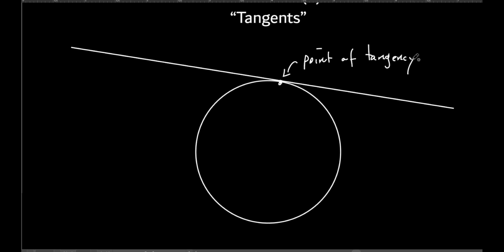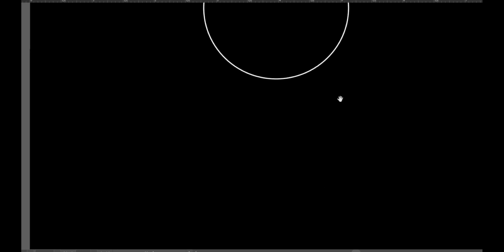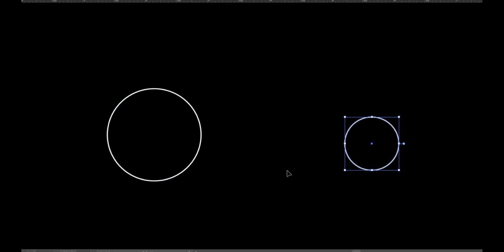All right, so enough of that. Let's put a couple circles here. I'm going to make one a little bit smaller than the other one. Doesn't make any difference, to tell you the truth, but that's the way I'm going to do it. What I want to do is draw a line that is tangent to both of those circles.